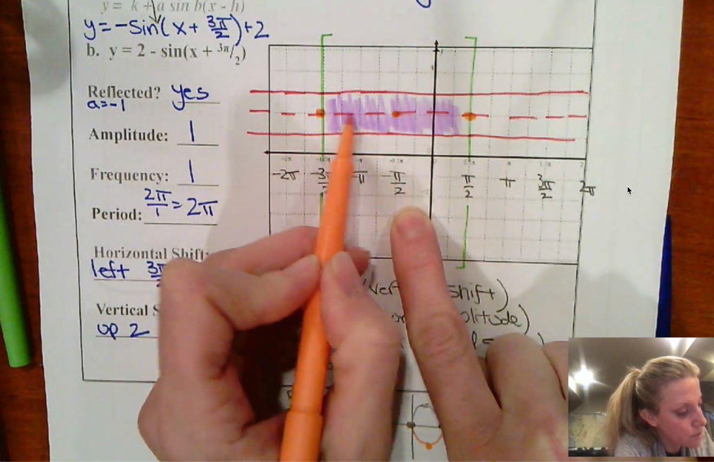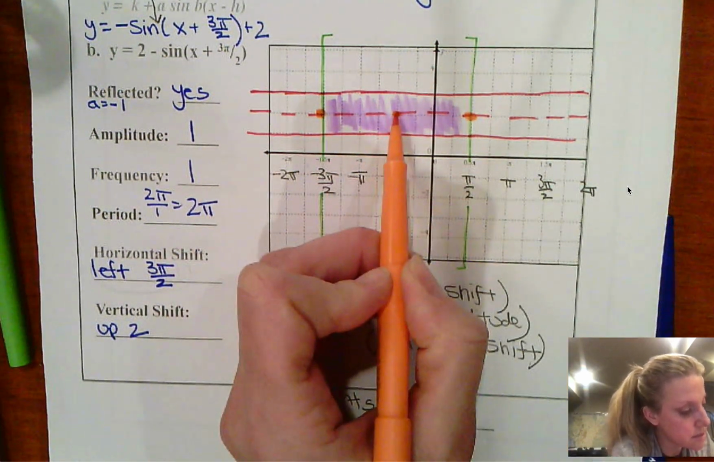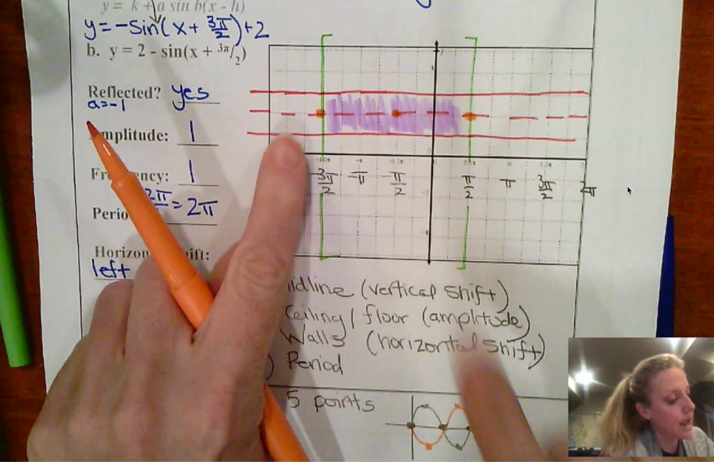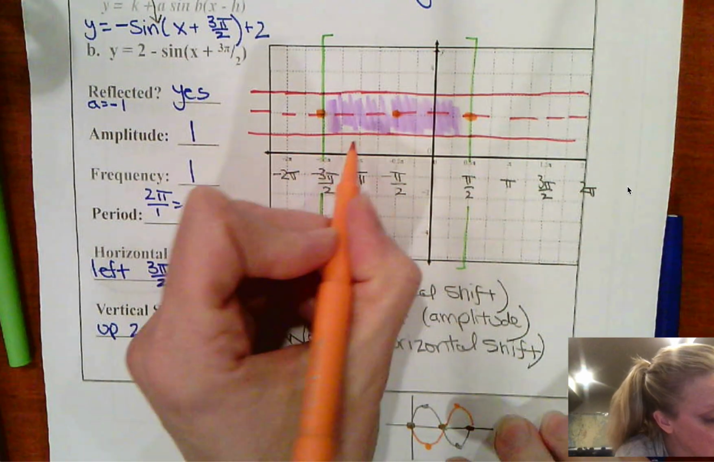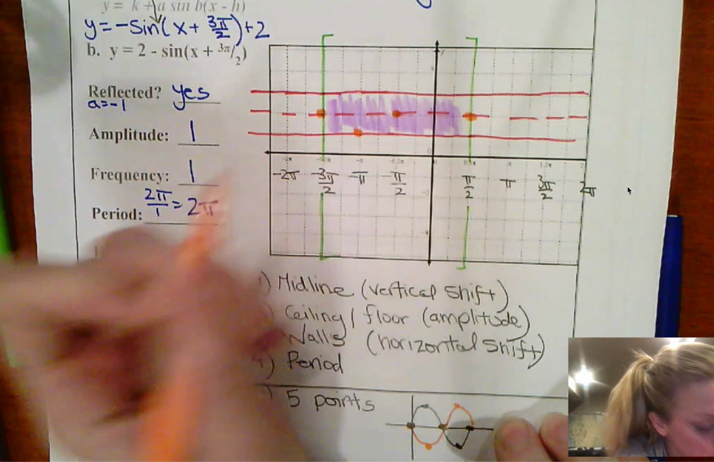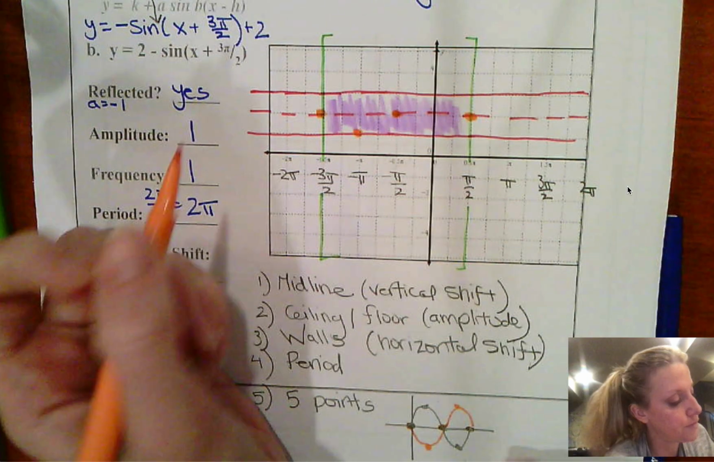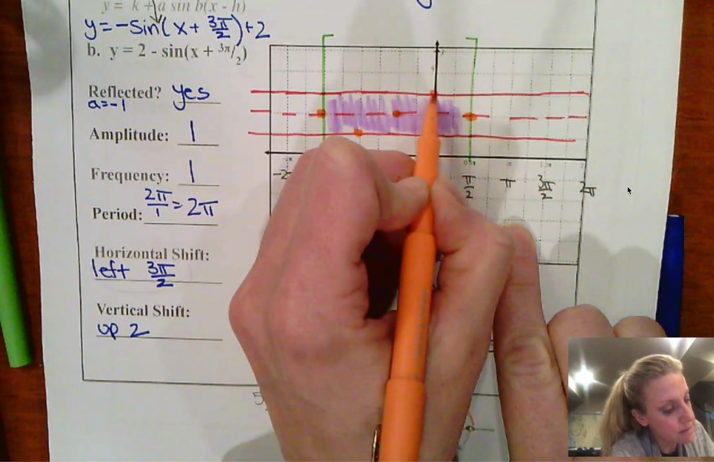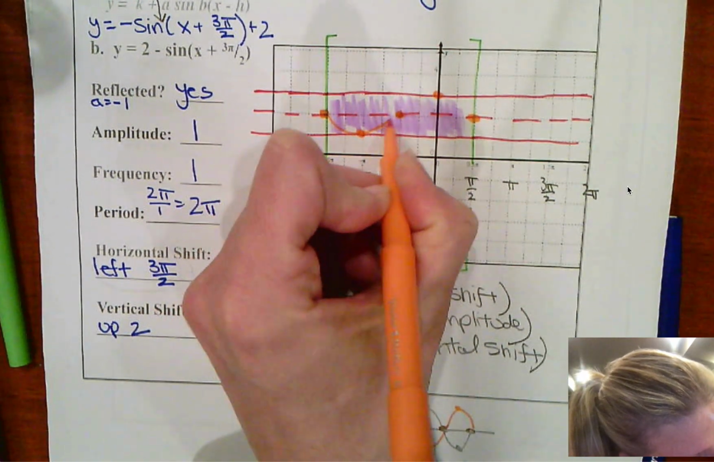Because I can count 1, 2, 3, 4 spaces to the middle and 1, 2, 3, 4 spaces to the end. All right, and then halfway between the beginning and the middle at negative pi will be, because it's reflected, on the floor of the basement. And then from the middle to the other end will be on the ceiling. And then you can connect those.